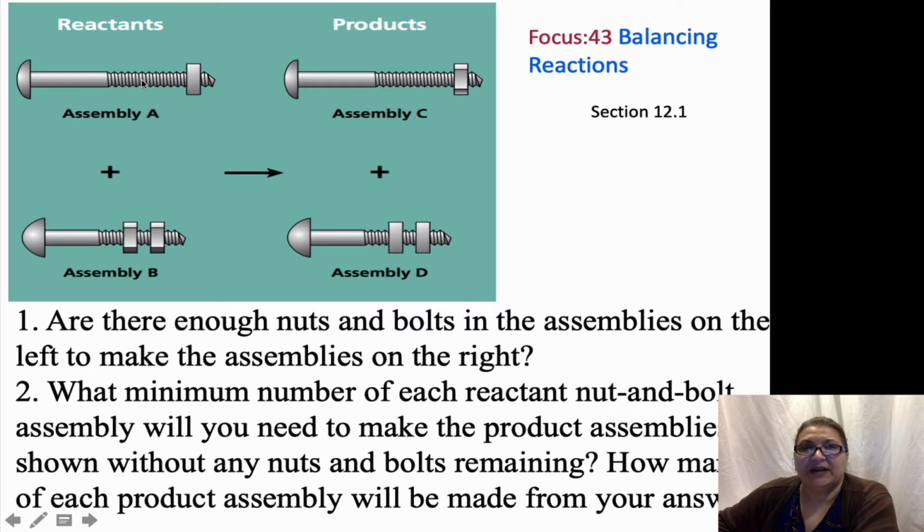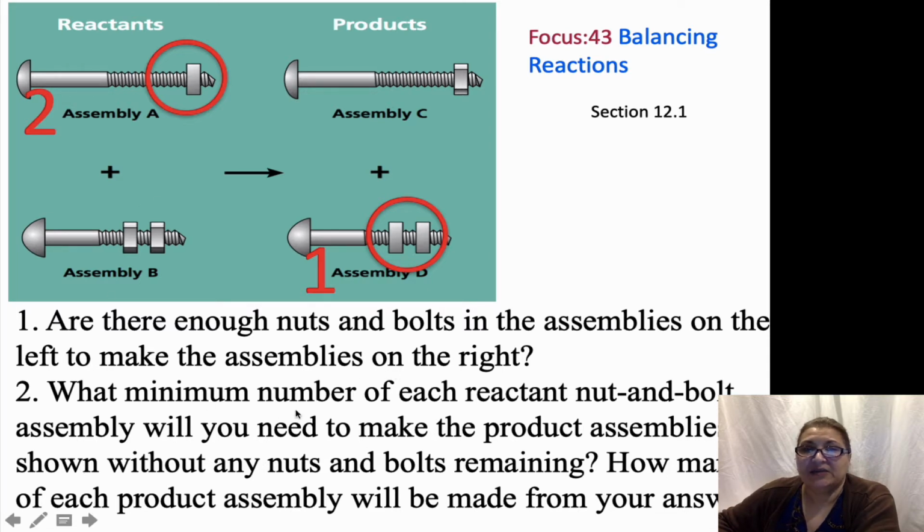Okay, so let's look at A. These are similar. And D, A and D, they're similar. We're starting with 1, we're ending up with 2. So if we want to end up with 2, we cannot start with 1. We need to balance it out. So we need 2 of the A's to make 1 of D. So the answer to number 1 is no, we don't have enough.